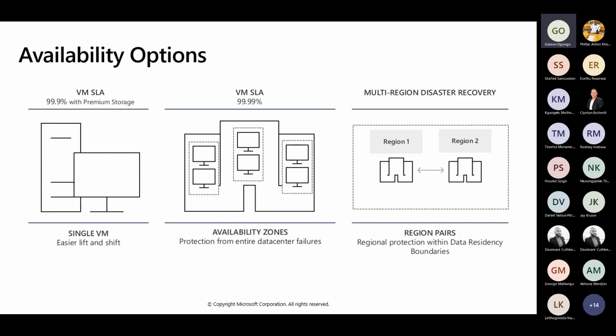We also have other concepts that you can configure within Azure that affect how your region is actually managed. The first one is basically the availability option. If you set up a single virtual machine, that single virtual machine would maintain a 99.9% uptime.